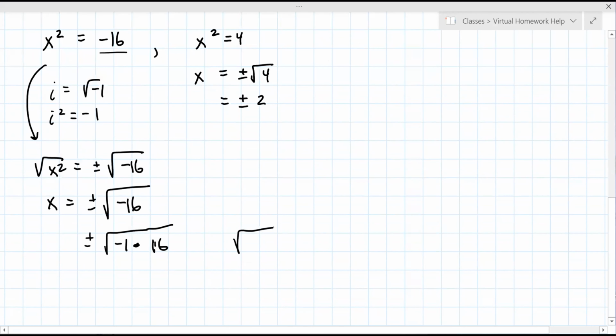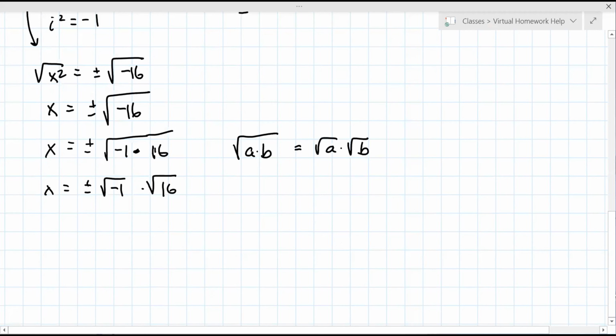We're using the property here that the square root of a times b is equal to the square root of a times the square root of b. This allows us to separate this into plus or minus the square root of negative 1 times the square root of 16. Again, from the question of the day, we know that the square root of negative 1 is i, and the square root of 16 is 4. Thus, the solution is x equals plus or minus 4i. By convention, the i tends to go after the coefficient of i.